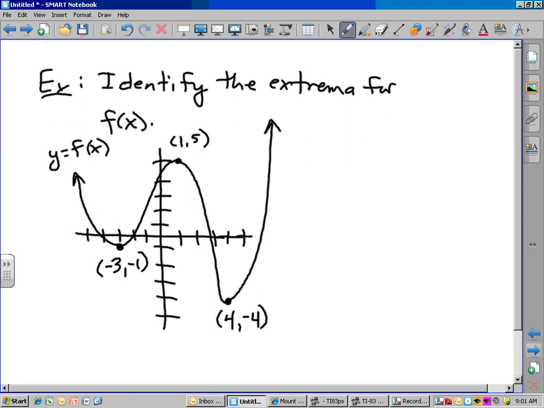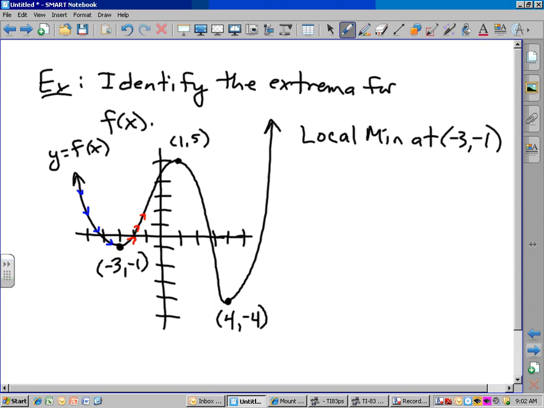So let's talk about these. (-3, -1). If we're talking about increasing and decreasing, looks like to me the graph is decreasing. And then it looks like to me the graph is now increasing. So what occurs when it switches from decreasing to increasing? Basically, I think you can look at it and just say it is a minimum. Now, is that the absolute lowest point? No. So that is a local min at (-3, -1).